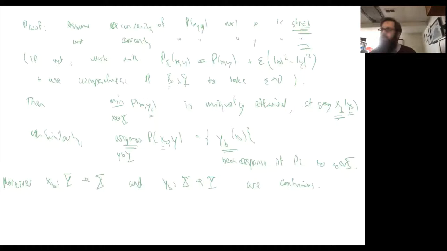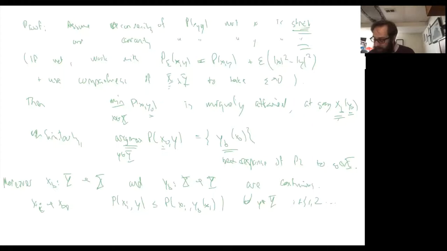And so basically, how does this go? If you had a sequence of x's converging, if x_k converges to x infinity, then the fact that y_B is the best response means I'd have p of x_i, y is less than p of x_i, y_B of x_i, for all y and integers i. And so you would take a limit of this statement.